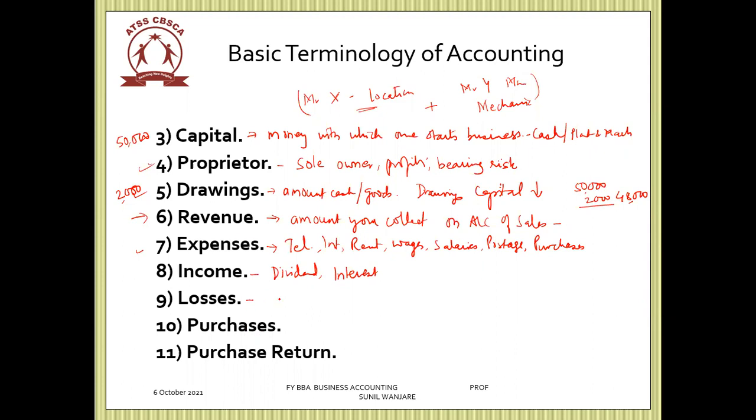What are losses? When your income is less and your expenses are more, in that case we have lost. Say you have earned 1 lakh on account of sales of goods, but the expenses that you incurred are 1,20,000. My dear students, you have incurred a loss of 20,000. And in accounts, losses are indicated in brackets. It is not indicated as minus figures. So if the amount is mentioned in brackets, that means it is a loss of 20,000.